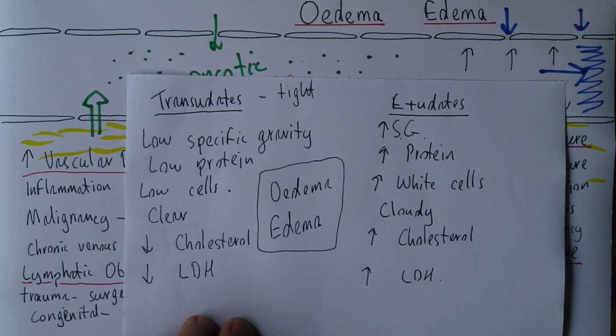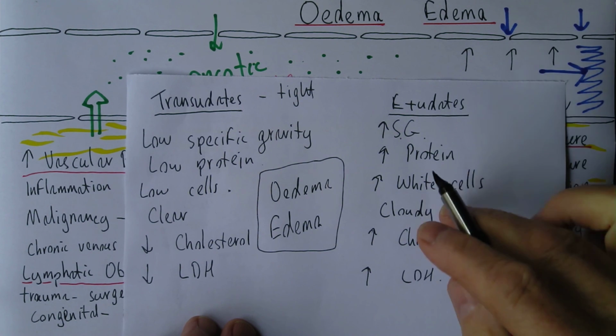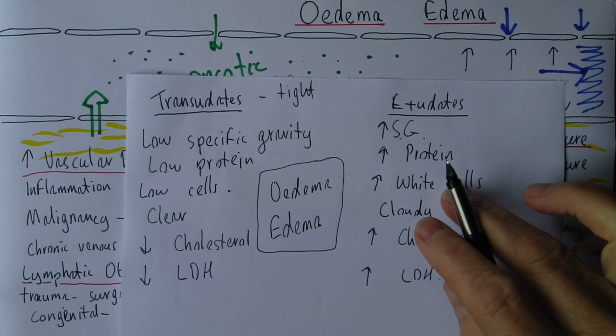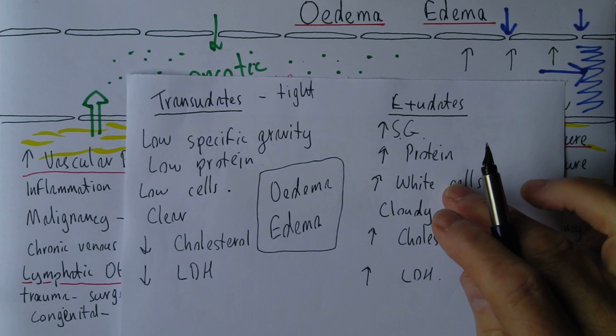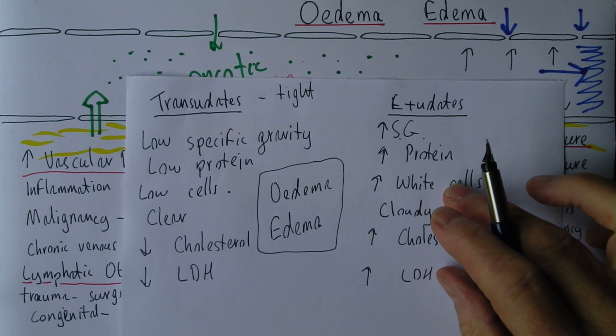So transudates are often heart failure, for example, or cirrhosis of the liver can lead to transudates. Whereas with the exudates, we're thinking about inflammatory conditions, infection, tuberculosis, peritonitis, infectious conditions, and of course malignancy as well.